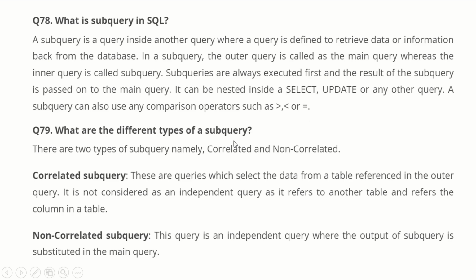What are the different types of subquery? There are two types of subquery, namely correlated and non-correlated. Correlated subqueries select data from a table referenced in the outer query. It is not considered an independent query as it refers to another table and refers to a column in a table. The non-correlated subquery is an independent query where the output of the subquery is substituted in the main query. So this is the difference.